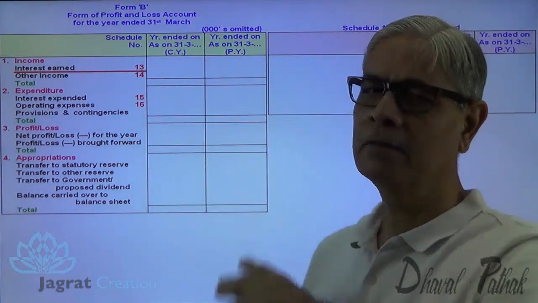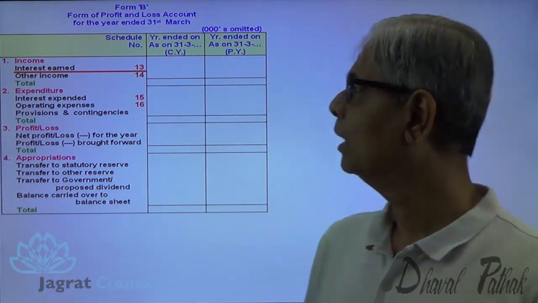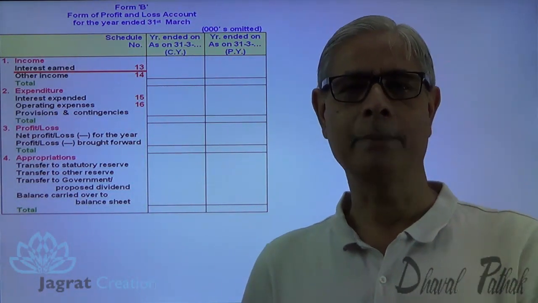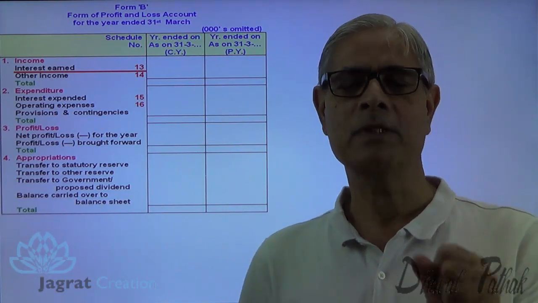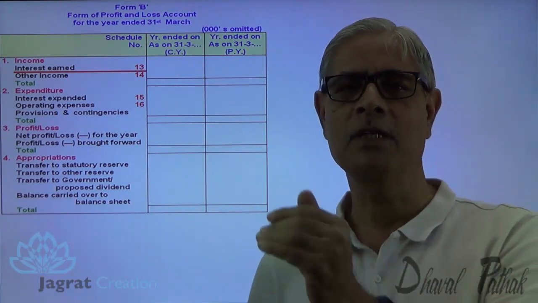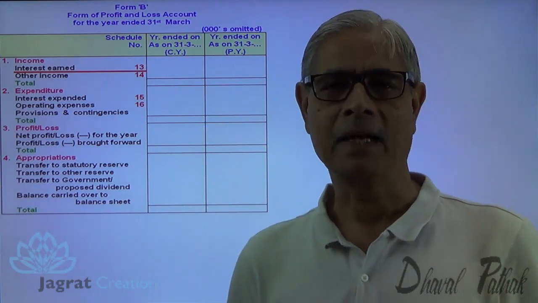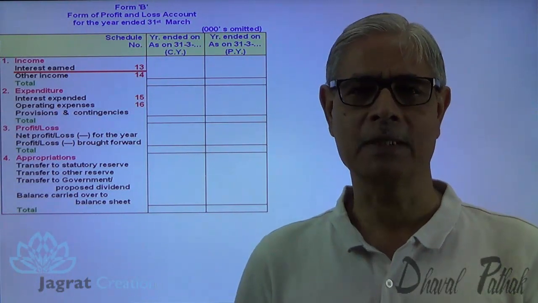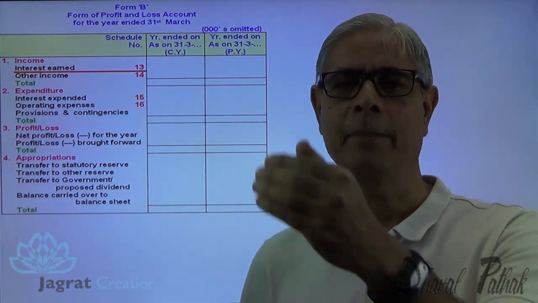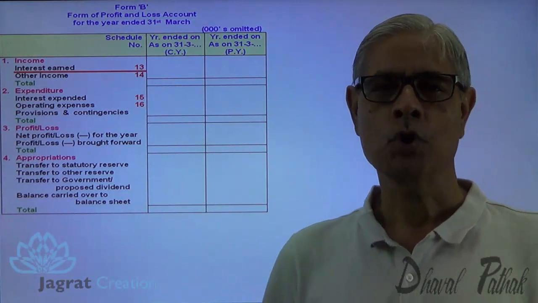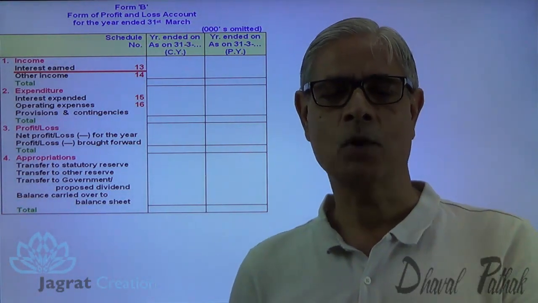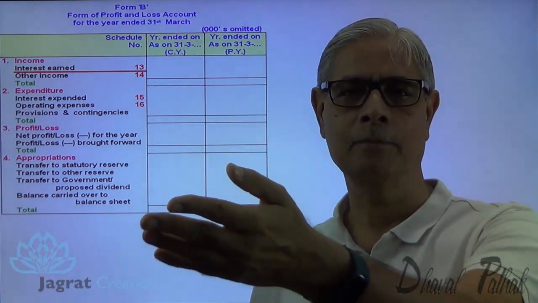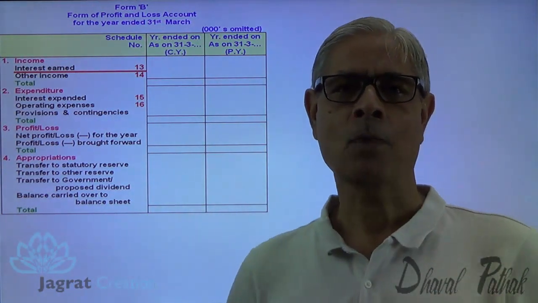Now I want to explain interest earned. The business of the bank is to collect deposits. Out of deposits collected from the people, funds are advanced by the bank for commercial and non-commercial purposes. Whatever deposits the bank collects, on which the bank pays interest. Whatever advances are made by the bank, on which the bank collects interest.